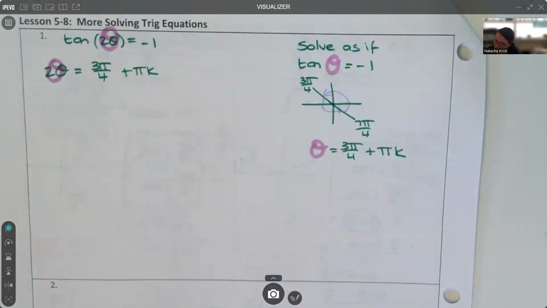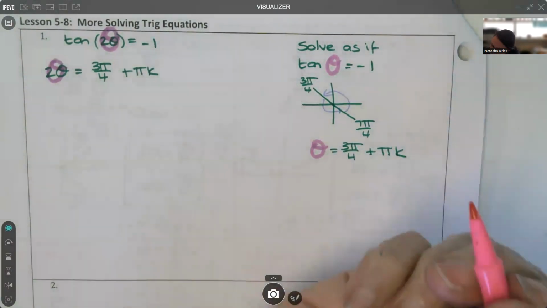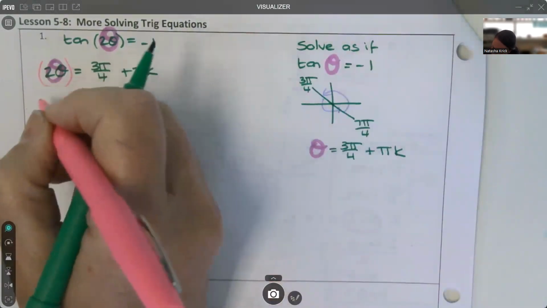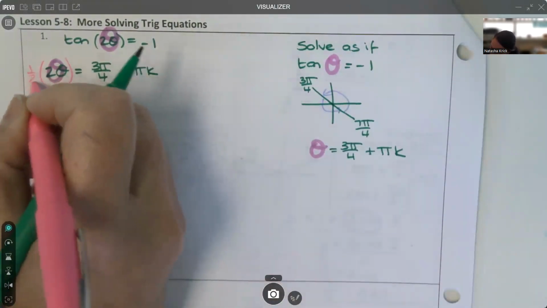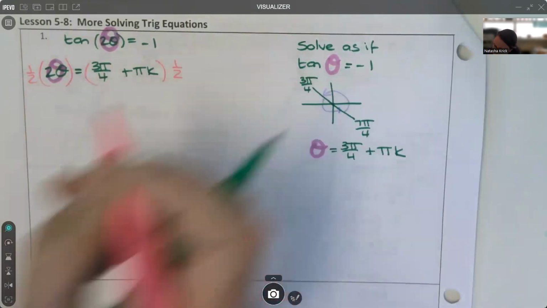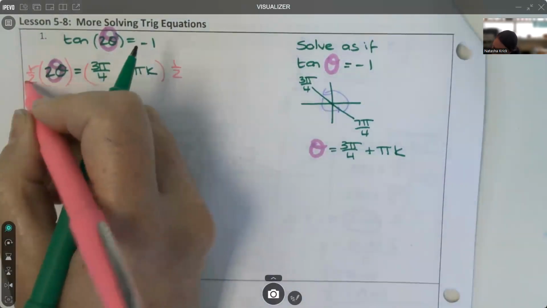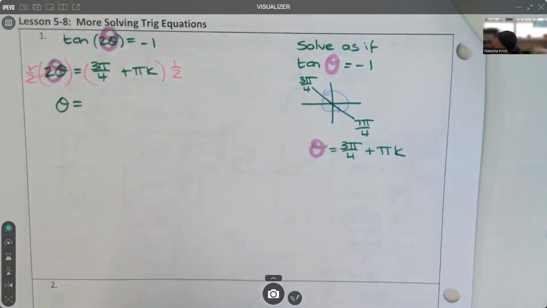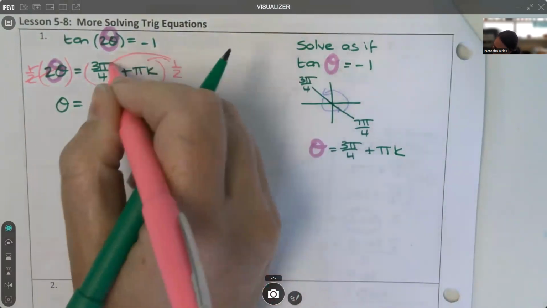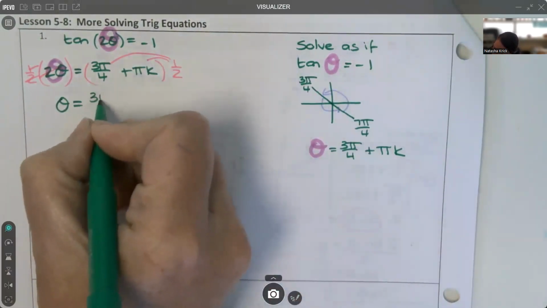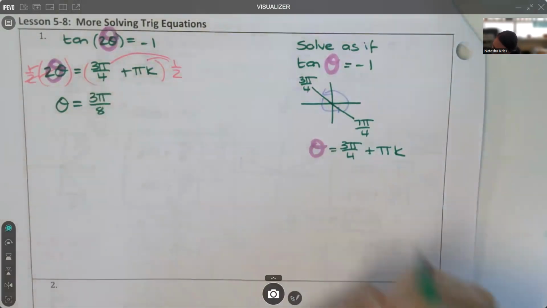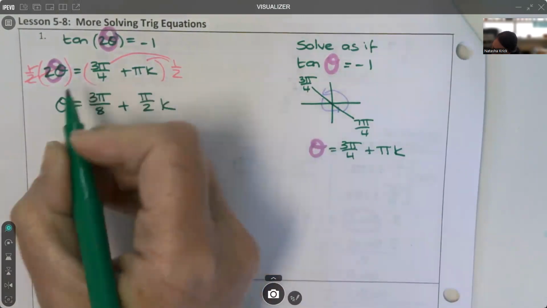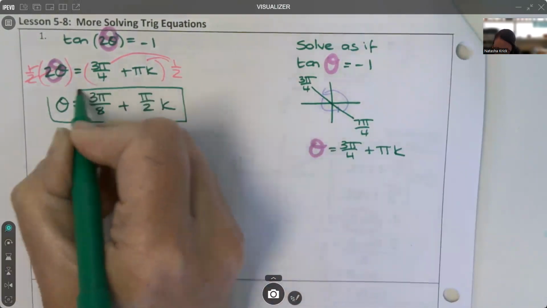So I could divide by 2, but a lot of the time we're going to be dealing with fractions here, and so it's going to be a little easier. Instead of dividing by 2, we're going to multiply by the reciprocal, which is 1 over 2. So 1 over 2 times 2 is going to cancel, and that's going to just leave me with theta. That's what I want. And here I've got 1/2, so I'm going to multiply by both of those things. That's going to give me 3 pi over 8 plus pi over 2. That's my general solution.